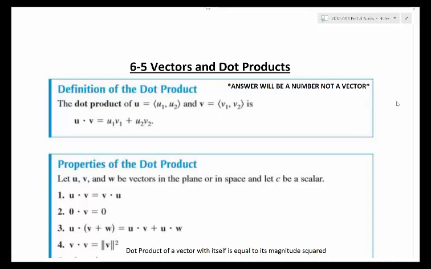Hello and welcome to 6-5. We're talking about vectors and dot products. A dot product, given two vectors, is kind of like a multiplication of two vectors.